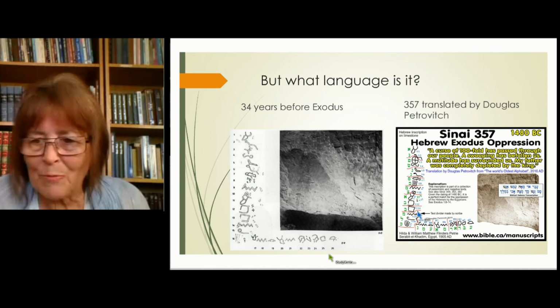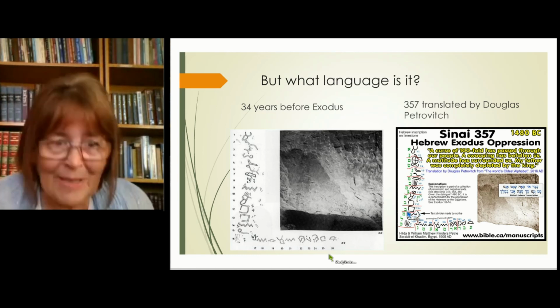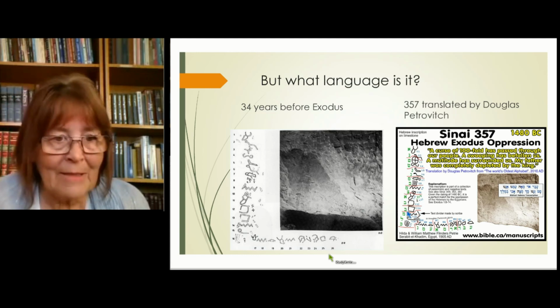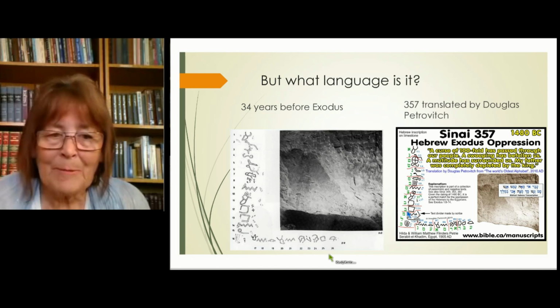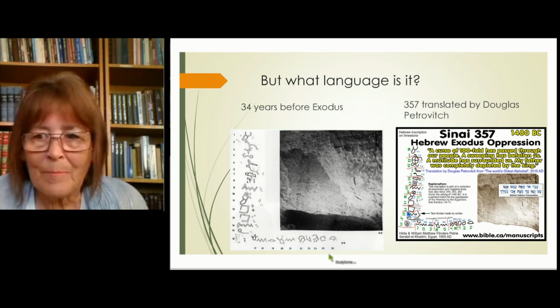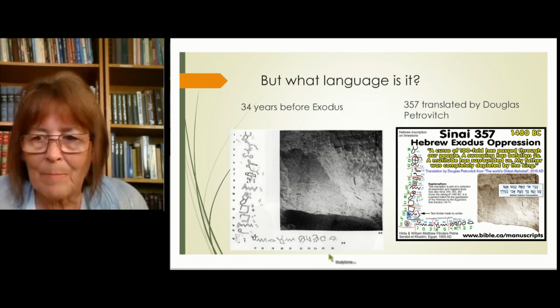But this man, Petrovsky, has again translated it and said this is Hebrew. And he says what it writes here, and again, this is in the middle of the slavery time. He says, a curse of 100-fold has passed through our people. A swooping has befallen us, a multitude has surrounded us. My father was completely depleted by the king.